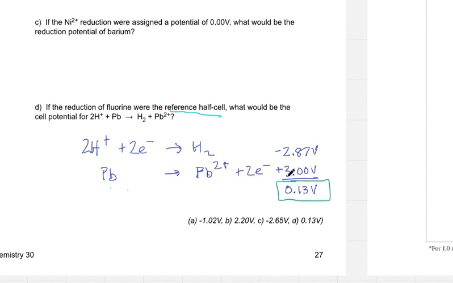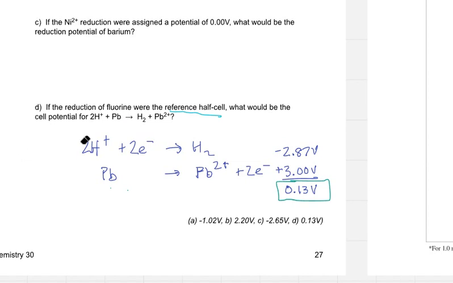Okay with that? Do you think there's an easier way to do this one? Because if you do, you're right. And the trick with this is cells do not care what standard we are on. So the power of this battery, a hydrogen-lead battery, shouldn't depend on what our standard is. It should give us 0.13 volts no matter what the standard is.